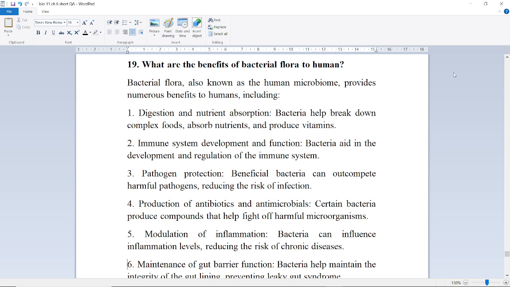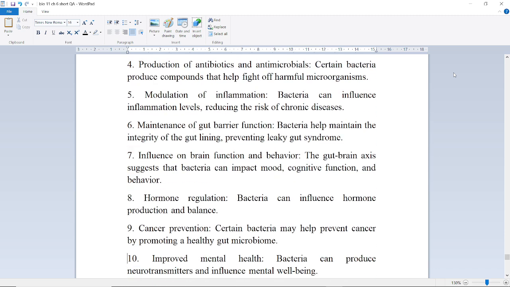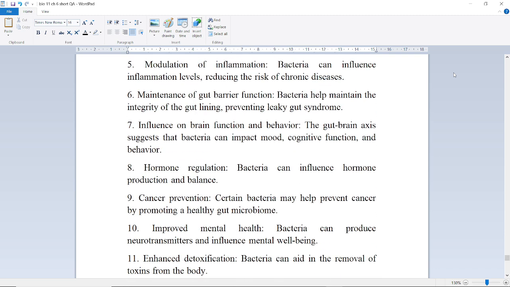Production of antibiotics and antimicrobials. Certain bacteria produce compounds that help fight off harmful microorganisms. Next is modulation of inflammation. Bacteria can influence inflammation levels, reducing the risk of chronic diseases. Maintenance of gut barrier function. Bacteria help maintain the integrity of the gut lining, preventing leaky gut syndrome. Influence on brain function and behavior. The gut-brain axis suggests that bacteria can impact mood, cognitive function, and behavior.